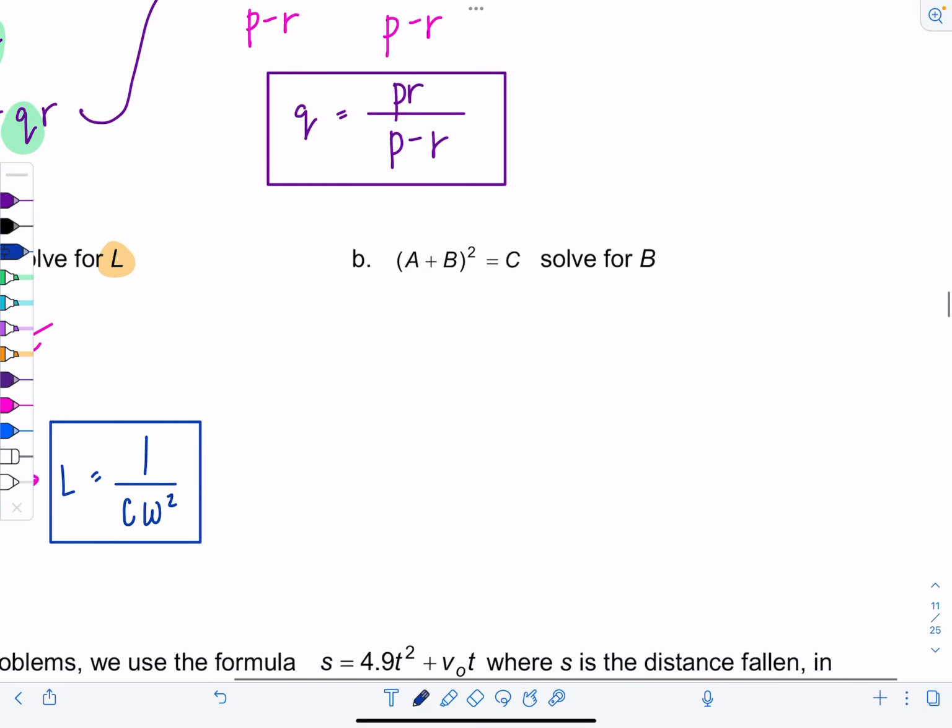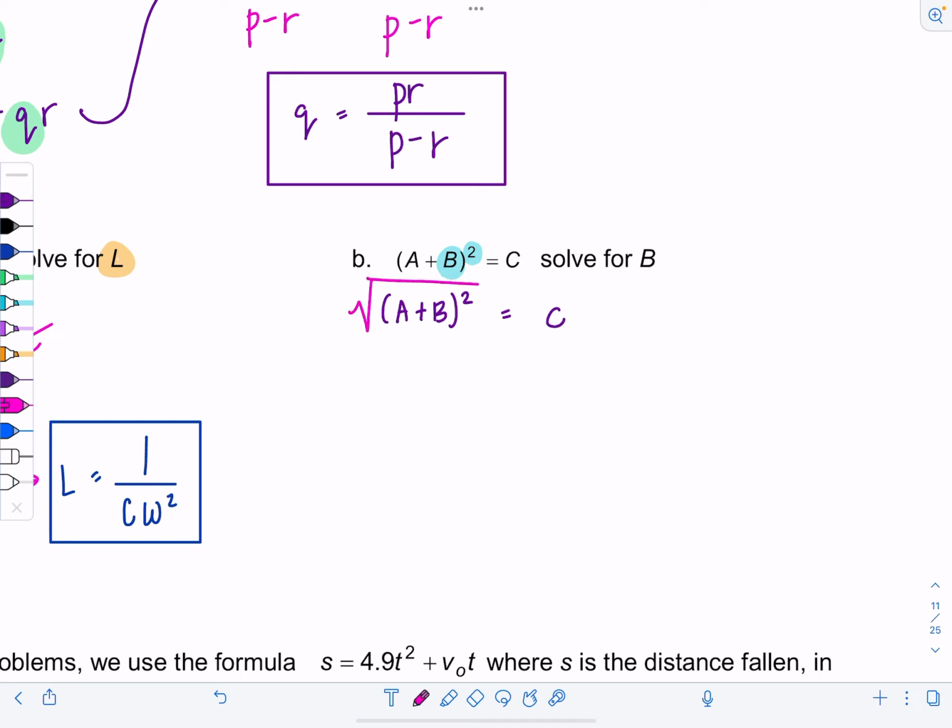Now, next one, solve for B. Ooh, a little different. B is inside these parentheses, and that quantity is being squared. So what undoes raising something to the second power? How do you undo that? You take the square root, right? But be careful because we have that square root property, which tells us when we take the square root of both sides of an equation, we have to put plus or minus. So then now I have a plus b over here. You don't need parentheses anymore. Equals plus or minus square root of c.